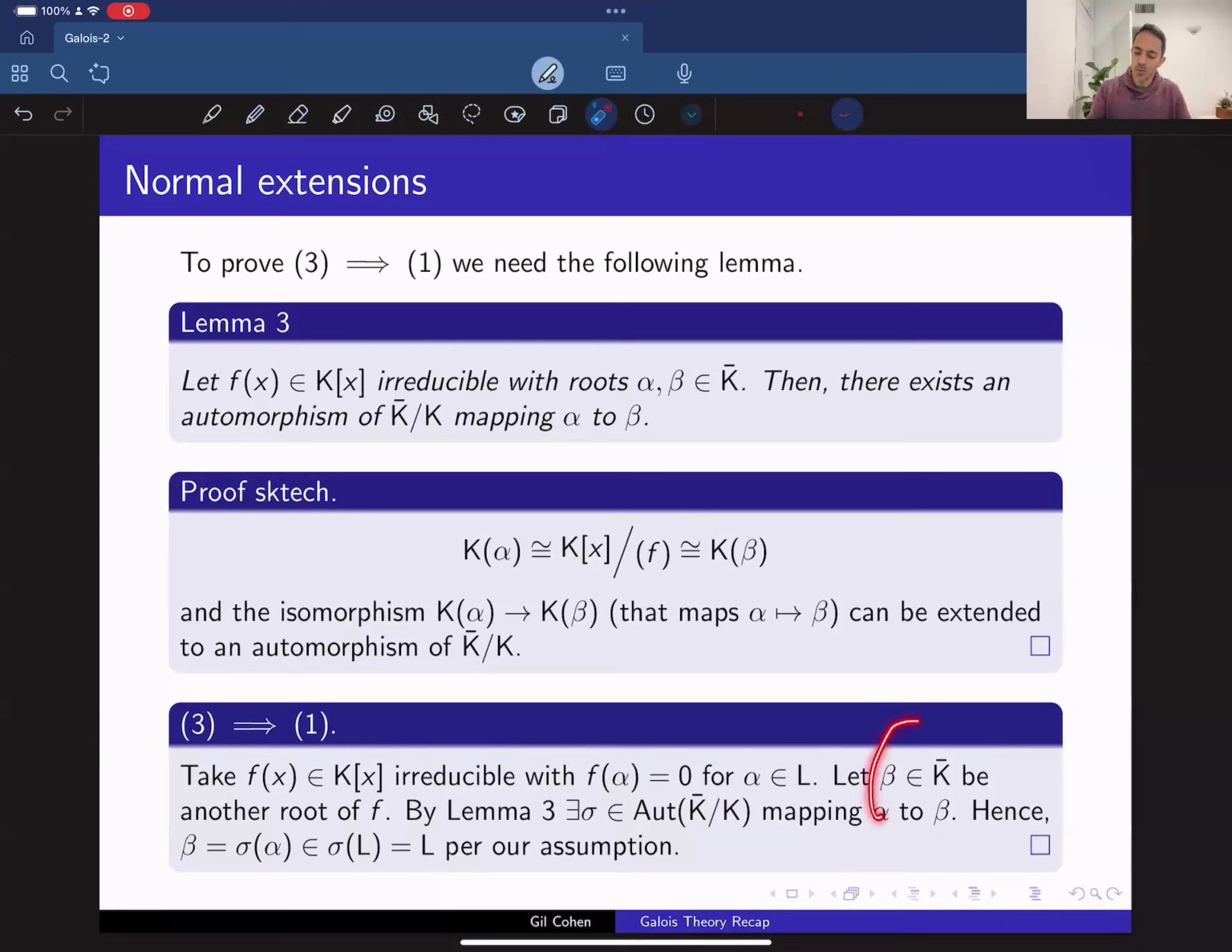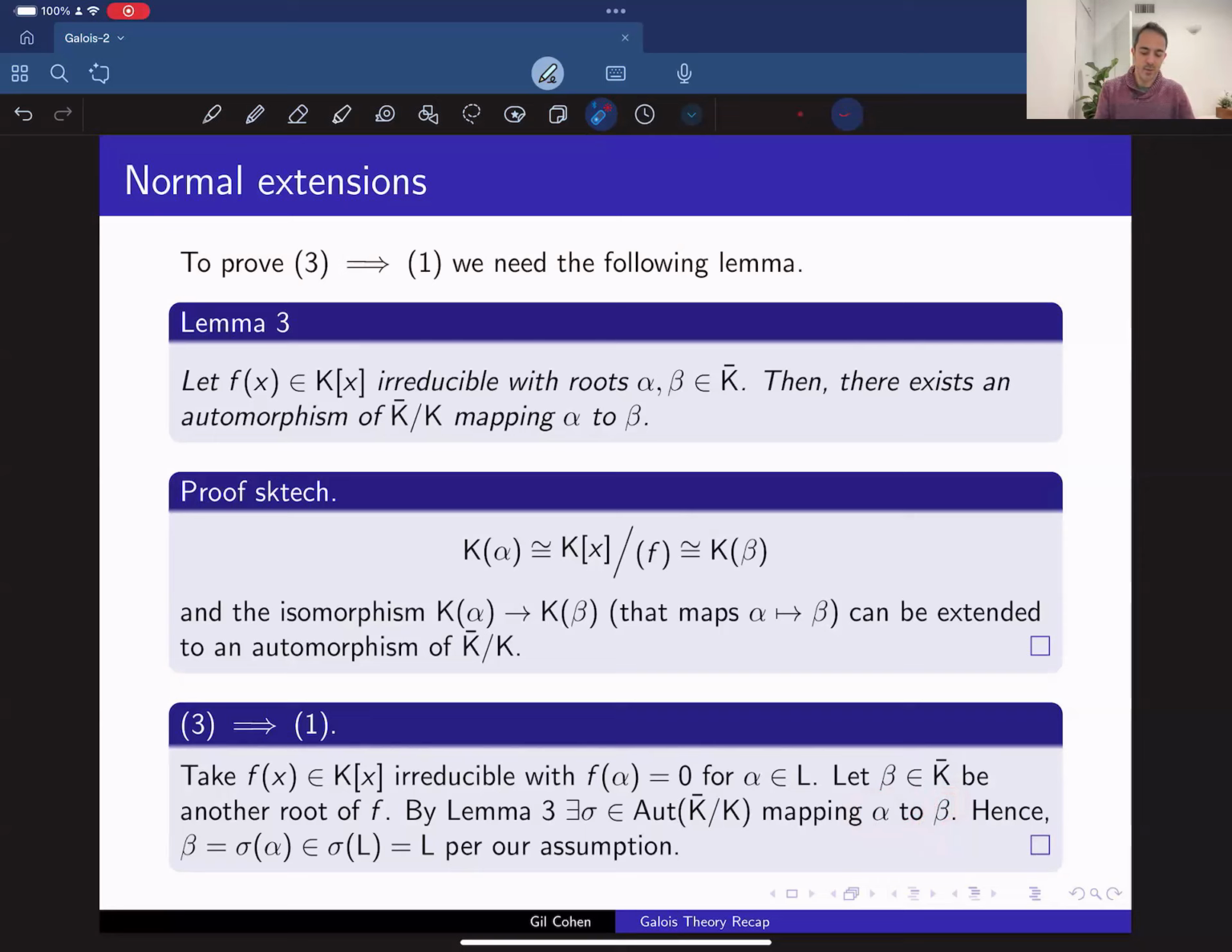So let's take another root of that polynomial. Let's call it beta. And you see that's why it's really nice to have K bar, because you can always pick all the roots from this algebraic closure that you fixed. So you take a beta from K bar to be any other, potentially the same root, but it's more interesting if it's some other root. Now, by lemma 3 that we just proved, there is some automorphism sigma of K bar over K, which will map alpha to beta.